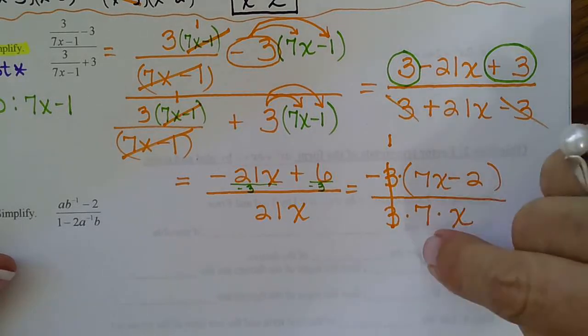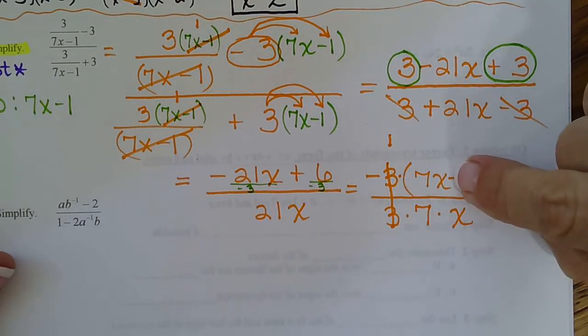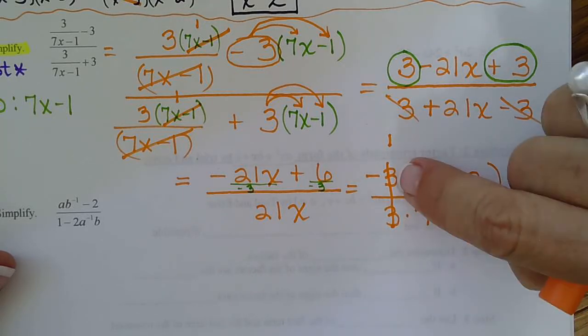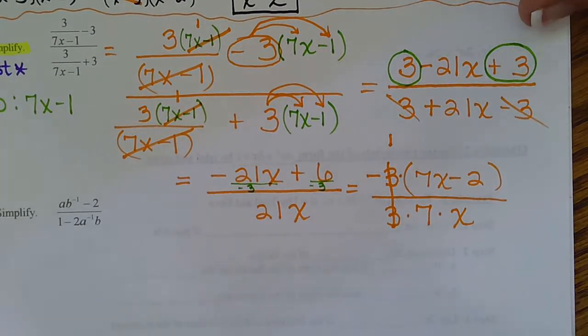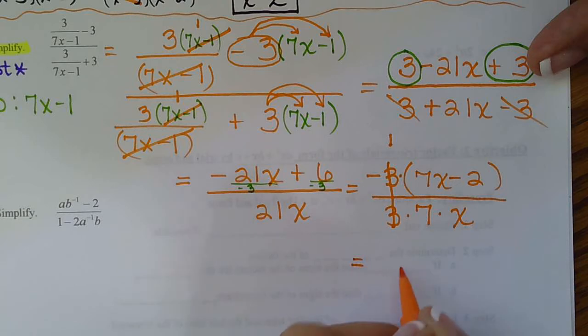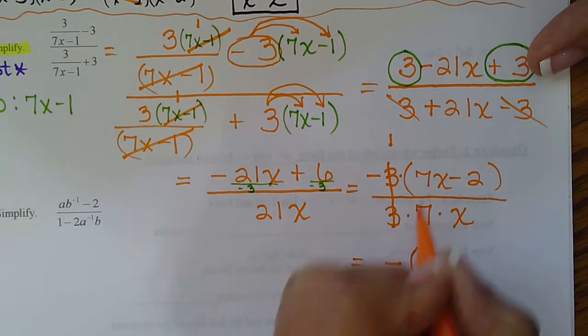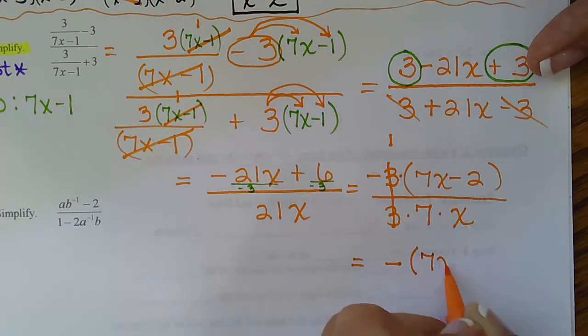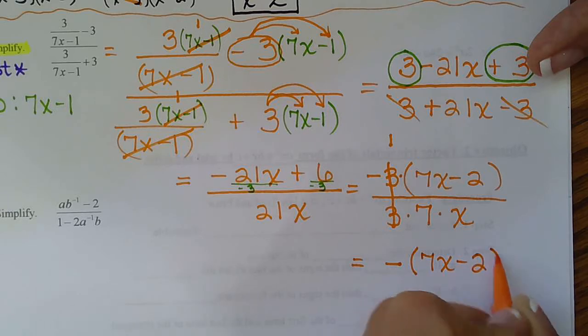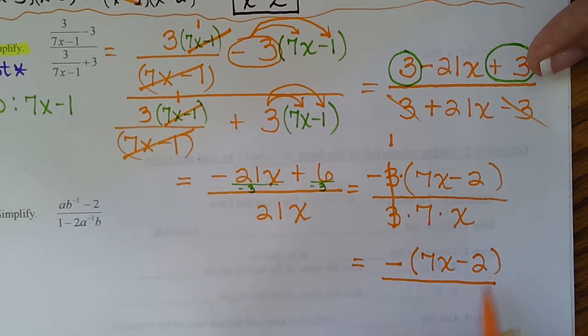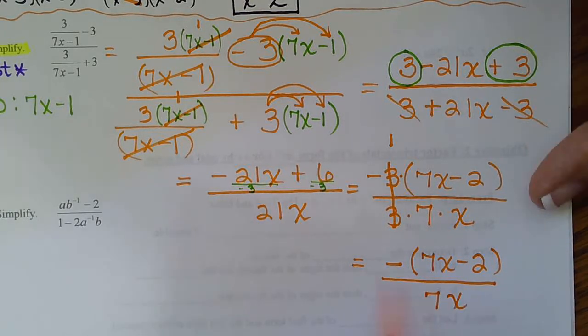So I can't do the 7s, can't do the x because that's subtraction, but I could do the 3s because that was multiplication. So that leaves my final answer as negative. I do need to keep the parentheses, so I either have to distribute the negative 1 or keep the parentheses. And this would be my answer.